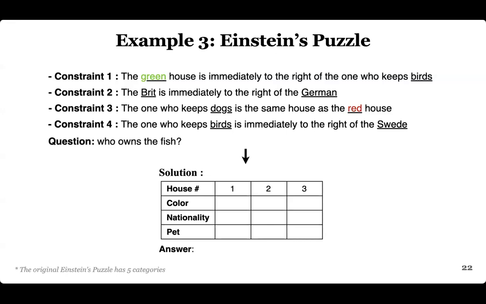So given a set of constraints, we want to fill this table and answer the question: who owns the fish? We want to train a transformer to solve this problem as a natural language reasoning problem, and fill this table to answer the question. It's claimed that 98% of the world's population cannot solve this problem. The original puzzle has 5 categories instead of the 3 categories shown in this slide. I've done this task myself, and it's very difficult.